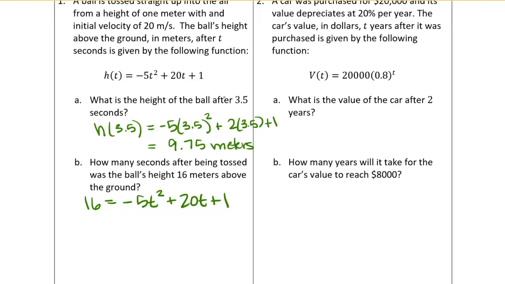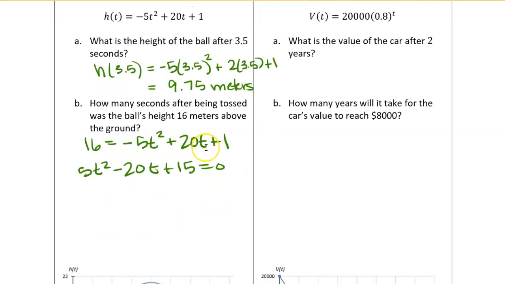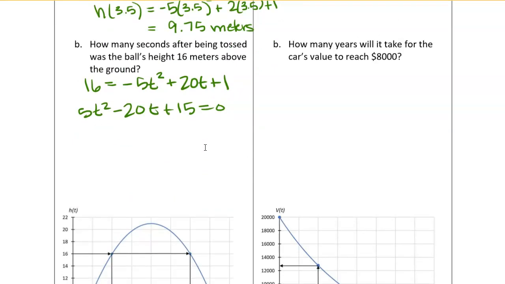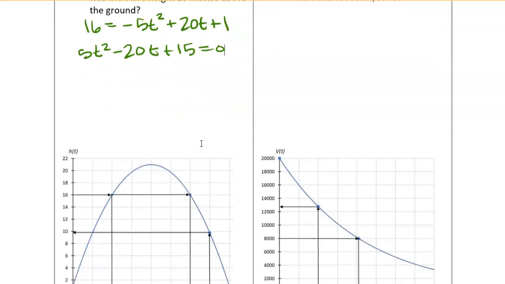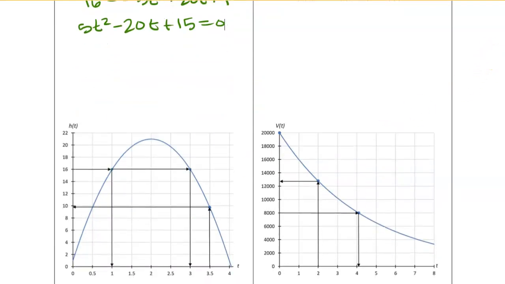I can just move everything to one side. I can write 5t squared minus 20t, and then if I subtract the 1 from that, I get plus 15 equals 0. And that's a quadratic we can solve. I would factor out the 5 and then factor that quadratic. That's not the point of this question though. So we're going to refer to the graph here. So I have actually a graph of the function.